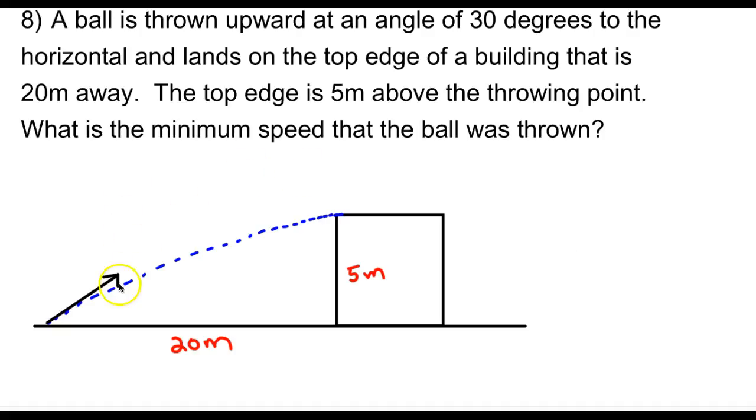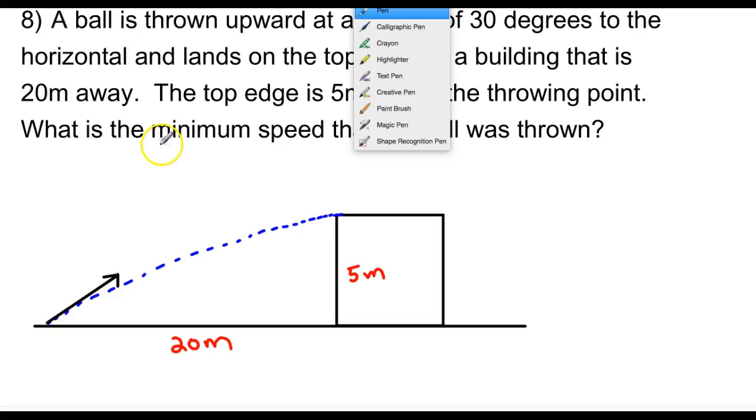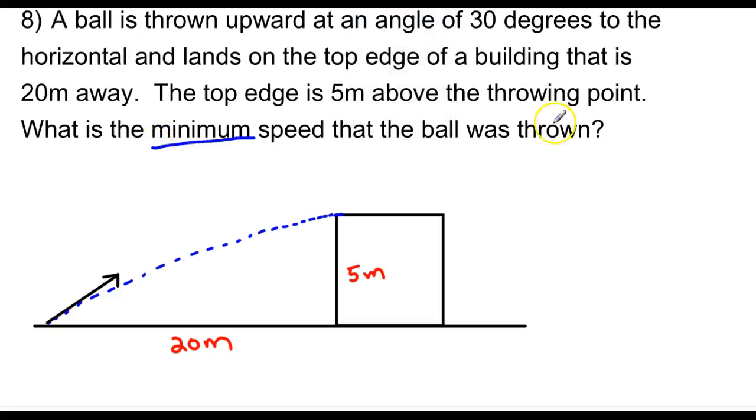One of the things I want to point out is that because of this word right here, minimum speed, it's important that we know that if it goes more than the minimum, then the path of the ball is going to look like this. It's going to go way up and above it. But minimum is going to be just barely reaching the top of the building. If it's anything less than the minimum speed, it's going to smack into the building and then fall down.